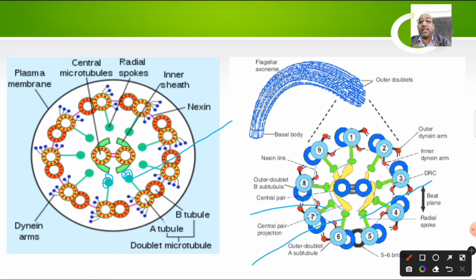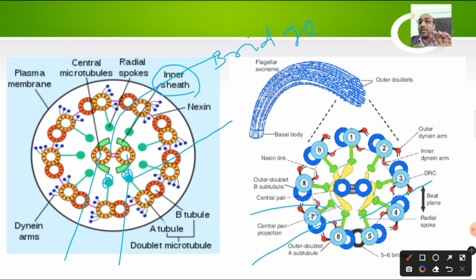Now, let us come to the central one. There is a central pair of singlet microtubules. This one is a microtubule, this one is a microtubule, and these are joined by means of a bridge. You can see in this particular picture, this one is the bridge. And the central singlet microtubules remain surrounded by an inner sheath. Here this is the inner sheath. So, this is the simple structure of cilia and flagella.